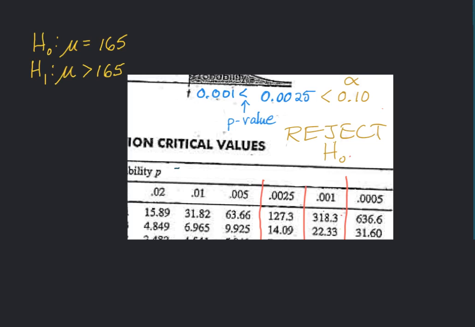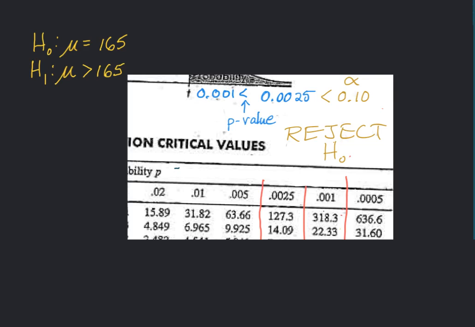We don't know exactly what the p-value is using this chart, but we know it's less than 0.0025, and we know that that is less than our alpha value of 0.10. Therefore, the p-value has to be less than alpha, and we reject the null hypothesis. So basically, this is saying that it is highly unlikely that our sample would have had a mean of 172 if the mean of the population was not greater than 165. There is only the tiniest of probabilities that we could have gotten that mean for our sample if the mean of the population equaled 165.